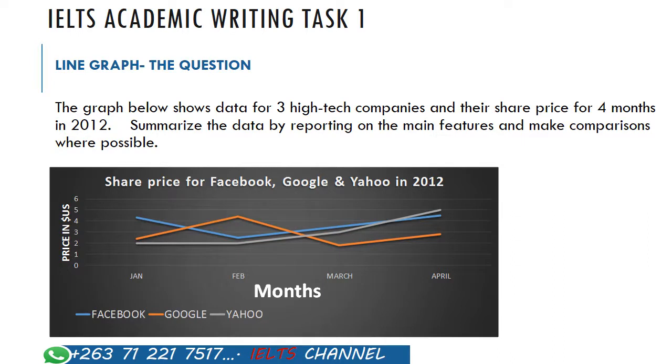Let's now study a question and provide a Band 9 answer. The graph below shows data for 3 high-tech companies and their share price for 4 months in 2012. Summarize the data by reporting on the main features and make comparisons where possible.